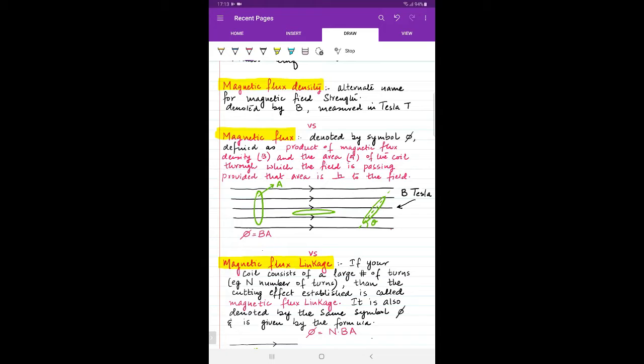In the second scenario, since the area is no longer perpendicular, rather the area is now parallel to the field lines, there is no cutting effect established between the area and the field lines. Consequently, magnetic flux in the second scenario is zero.